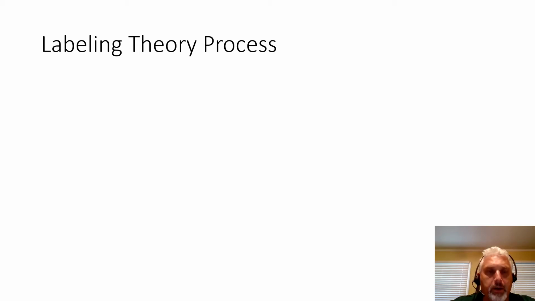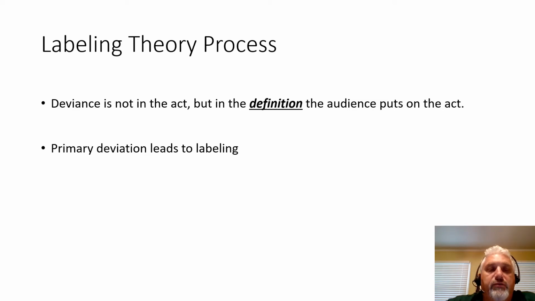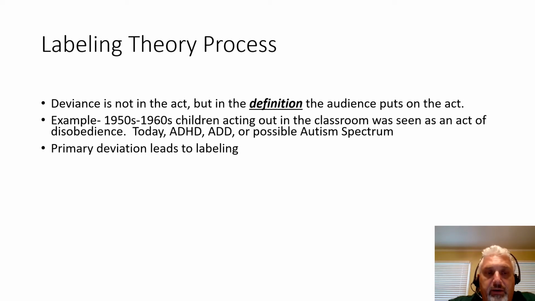Hey, welcome back. This is the second video from Chapter 8, and we're going to finish talking about labeling theory. We'll start with the process of labeling theory, kind of a review here. A primary deviation leads to labeling one as some form of deviant. Deviance is not in the act, but in the definition that the audience puts on the act.